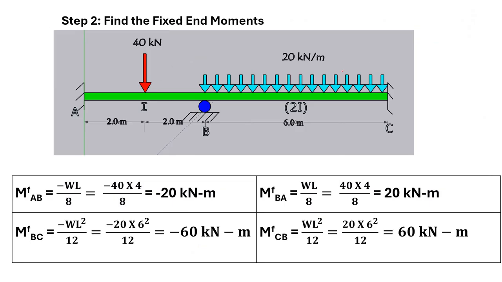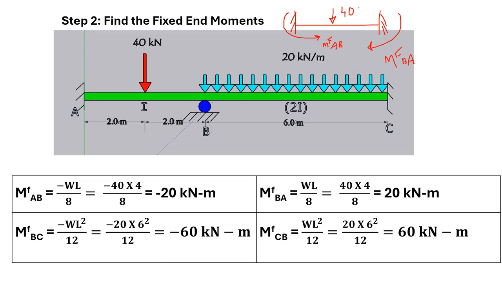Here the first step is to calculate the fixed end moments. As I told you, we have to constrain the span AB. So let us constrain the span AB like this, and we will estimate what is M of AB, and also we will find out what is M of BA.